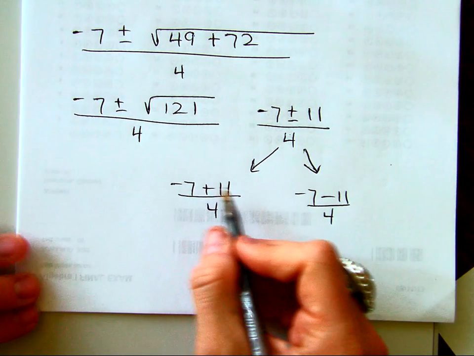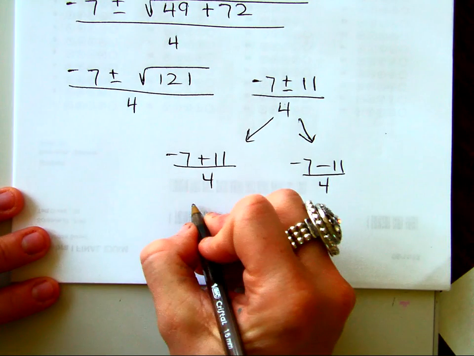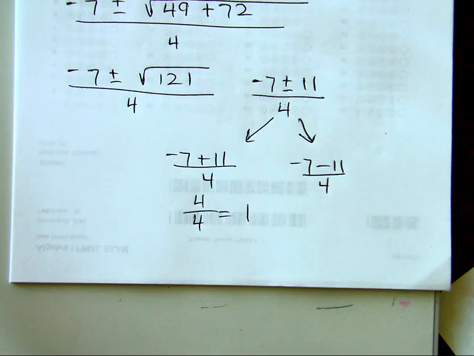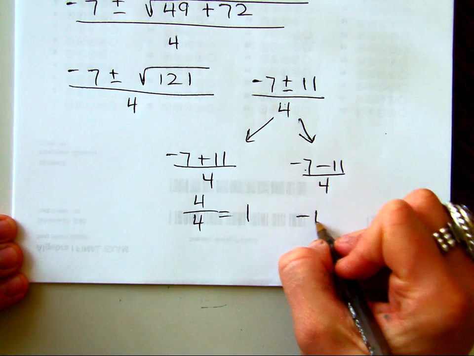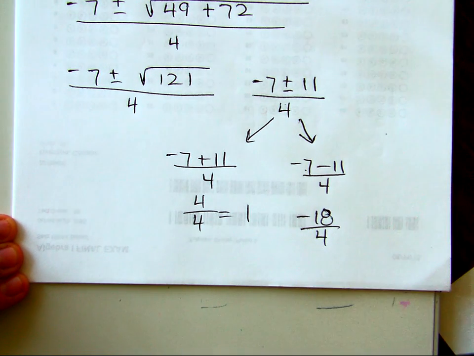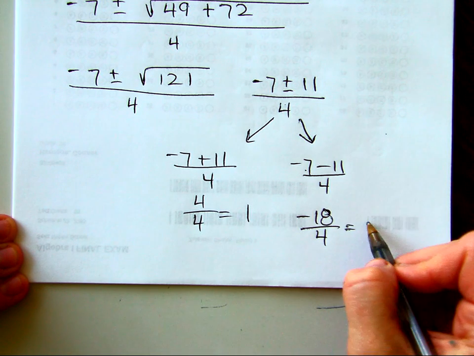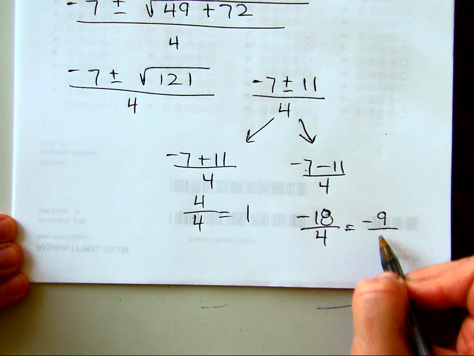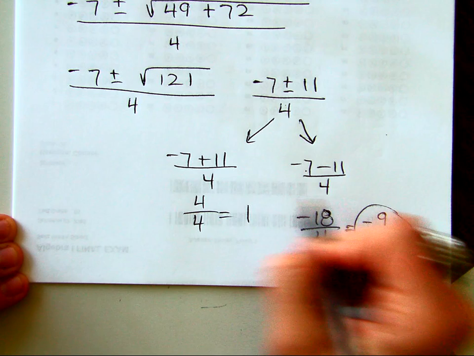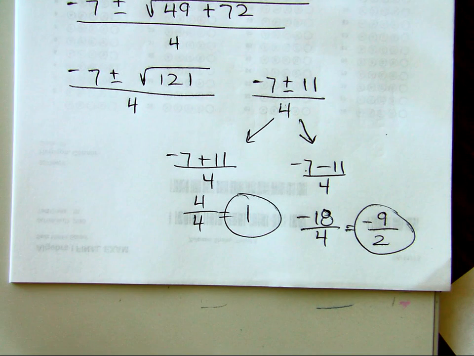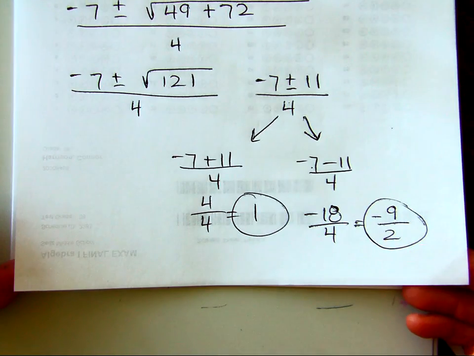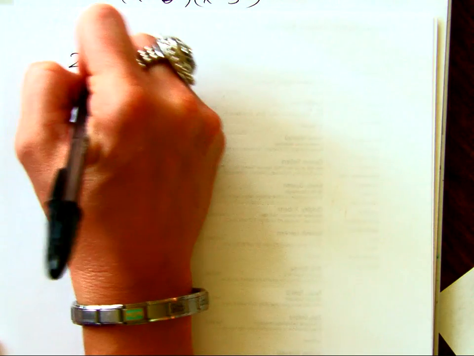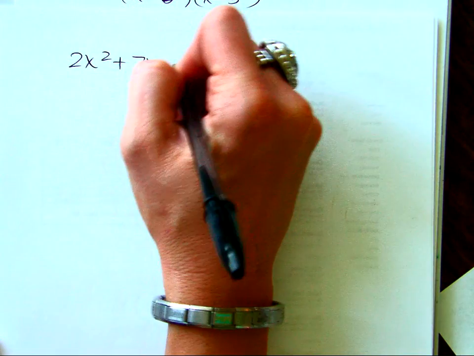And negative 7 plus 11 is going to be 4 divided by 4, which gives you a 1. So very similar problems. And a negative 7 plus a negative 11 is a negative 18 divided by 4. And when you reduce that, you get a negative 9 over 2. And those are your answers, okay? All right, so then let's do one more, just to kind of give you another idea, making sure you're doing it all correctly.